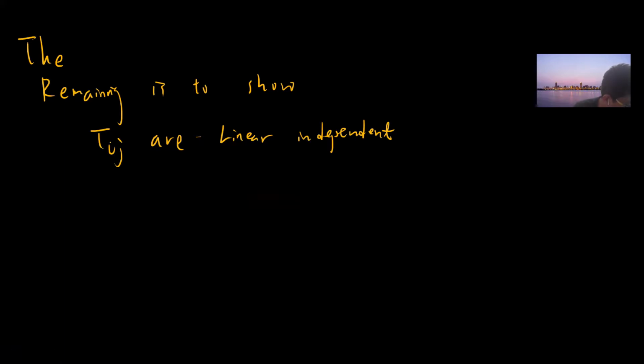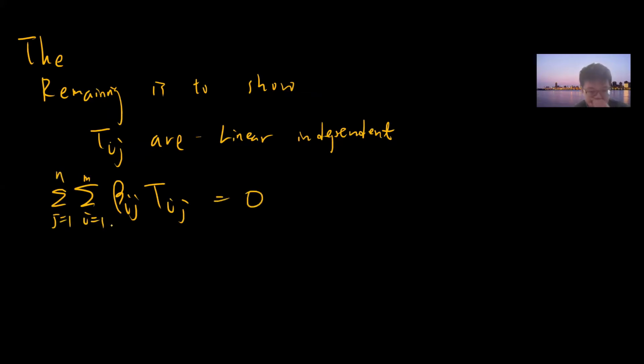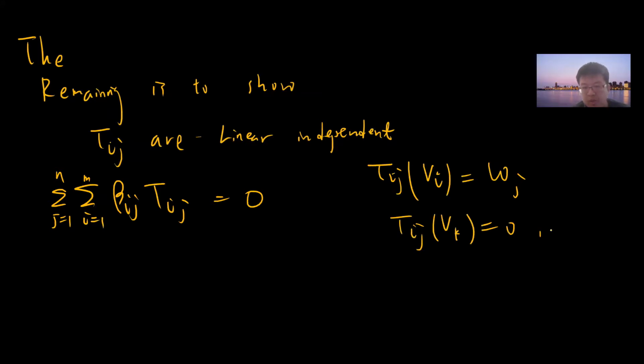Let's quickly see the linear dependence. Suppose I get some beta ij, with the sum of beta ij Tij, i from 1 to m, j from 1 to n, equal to 0. I need to prove that all beta ij are 0. Remember that we got this property that this is basically wj, and this is basically 0 if k is not the same as i. So what do we do? It's very trivial. We first put vk in it.